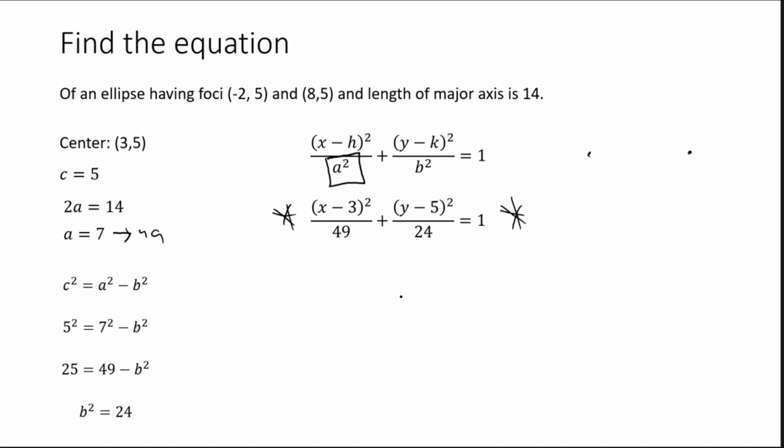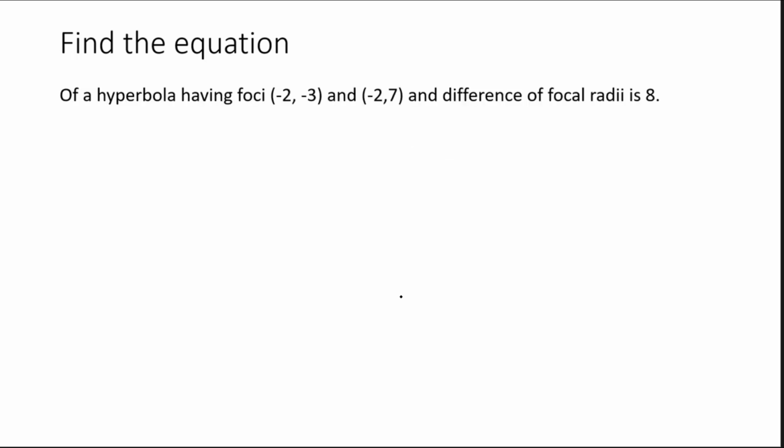All right, and then we can do this same idea with a hyperbola. Here, a hyperbola has the foci at (-2, -3) and (-2, 7), and the difference of the focal radii is equal to 8. So again, the center is going to be right in the middle of the foci, which means that you can average those two points. You can average the x and the y values. The x value stays the same. That's not changing, so the center would still be at -2. But the y values, you have to average -3 and 7. So you add to get 4 and divide by 2 to get 2. So the center is at (-2, 2).